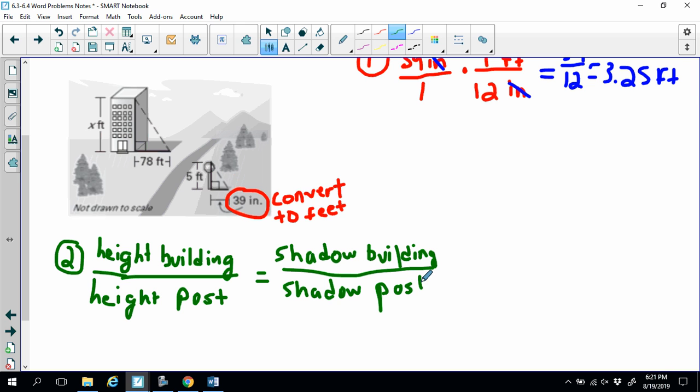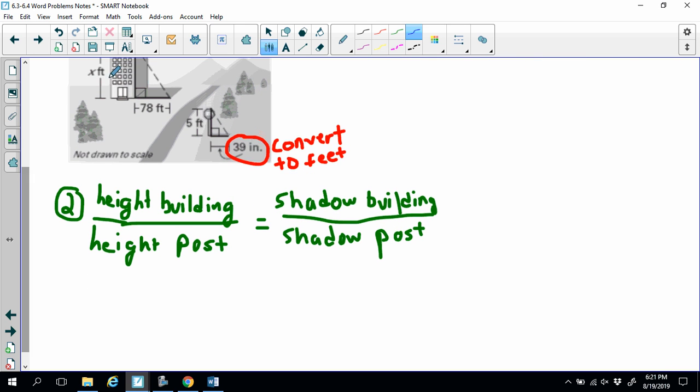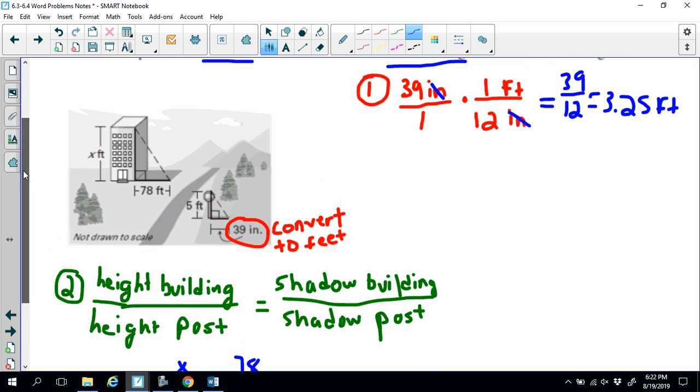Okay, so now we can place our numbers. So the height of the building, that is what we're trying to find. So that's going to be our x. The height of the post, they said, was 5 feet. Now when you're doing the proportion, you don't have to use your units. You can just put the numbers. Now the shadow of the building is going to be 78 feet. And then the shadow of the post, which we just found, is 3.25 feet.